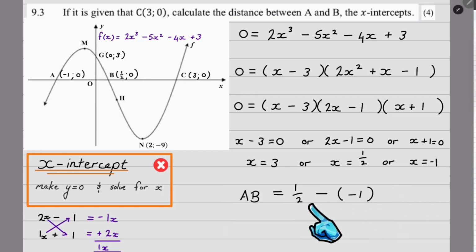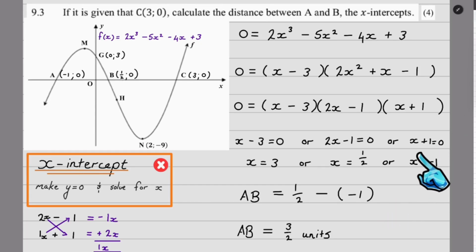Okay, and then let's work that out quickly. A minus and a minus give us a plus. So it's a half plus 1, which is 1.5. Written as an improper fraction, that will be 3 over 2. And then I'll just slap the word units next to that.